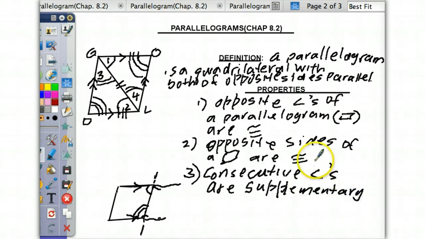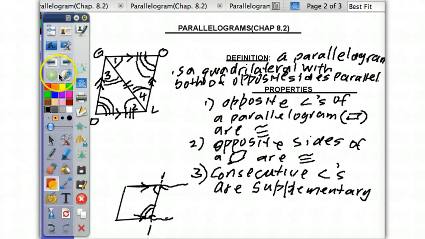I'm going to give you a few more which I will not prove to you, but going back to this one, I could have another diagonal, which I, see if I can show it. Yeah, another diagonal from, let's say, O to D. And the diagonals always bisect each other.